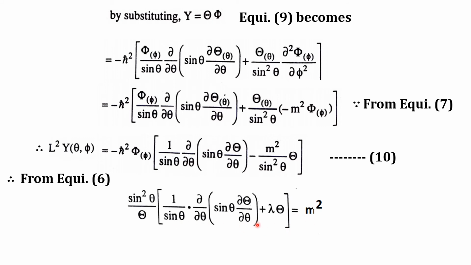Now, how do we simplify this equation? By putting in the value of lambda. Since the lambda value is in terms of the orbital quantum number, l into l plus 1, we know l starts from 0, 1, up to the last value n minus 1, where n is the principal quantum number.